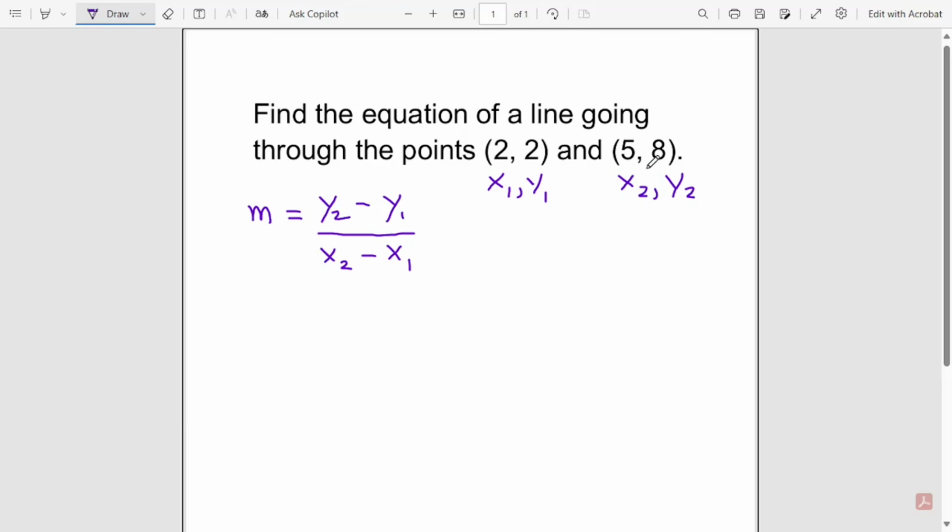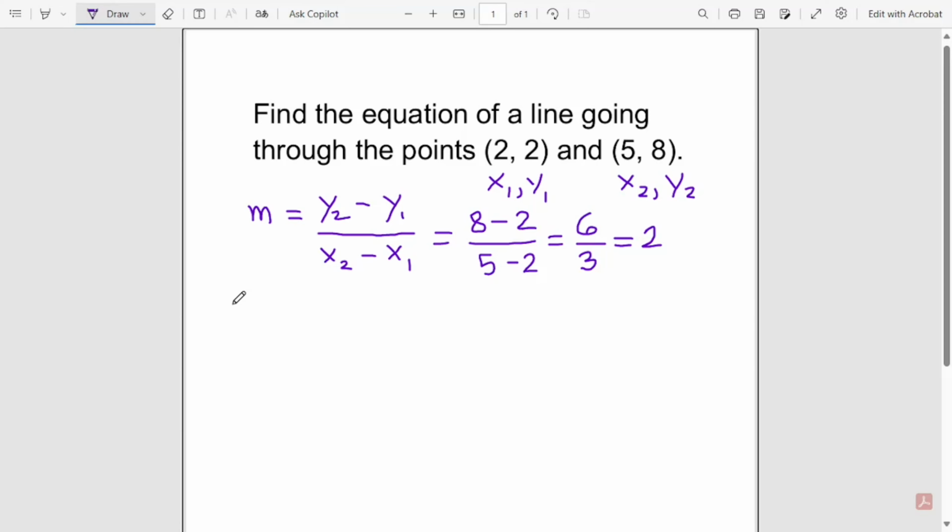Now, notice I'm consistent here. This point here, I have x sub 2 and y sub 2, and this point here I have x sub 1 and y sub 1. We can't mix and match, okay? So I'm going to do 8 minus 2 over 5 minus 2. So 8 minus 2 is 6, 5 minus 2 is 3, and 6 divided by 3 is 2. So our slope is 2.